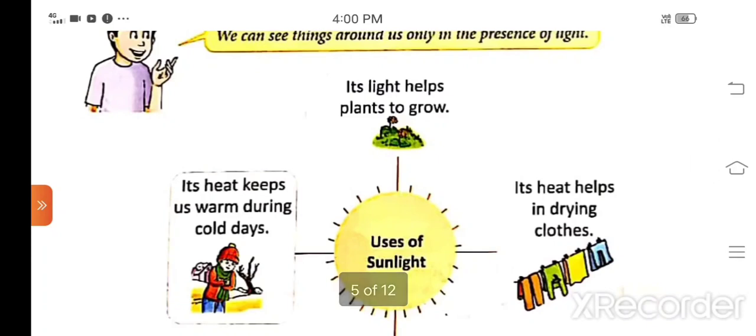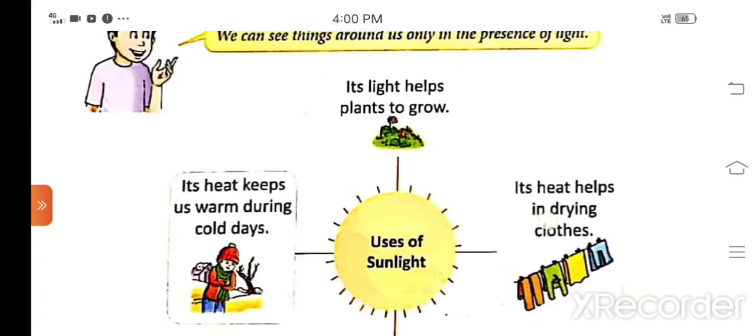Now here we will read about the uses of sunlight. The first use of sunlight: its light helps plants to grow. To perform photosynthesis, the plants need carbon dioxide, water and sunlight. So we can say that the sun gives energy to the plants to grow. When the plants get energy from the sun, then they grow.